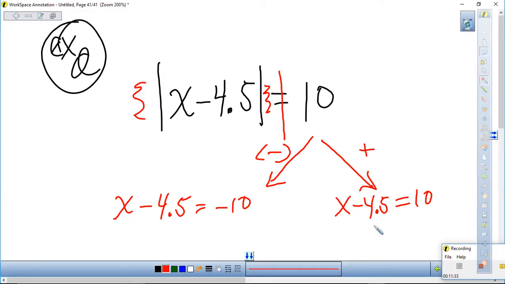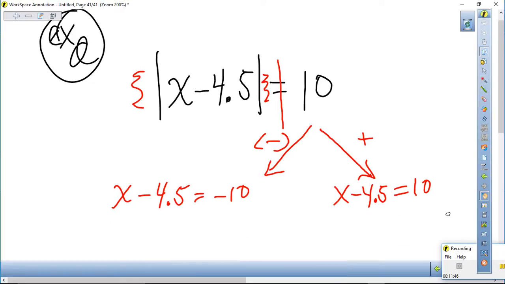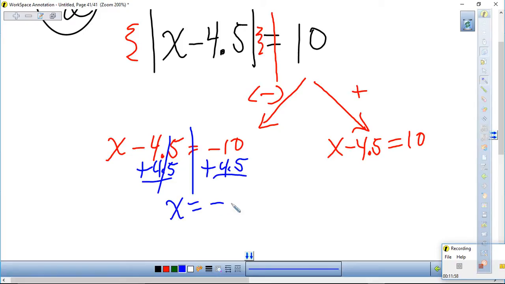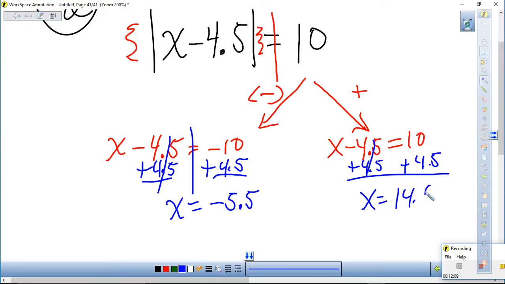Read the last step, please. Gio. Solve each equation. What do we do from there, everyone? I know, but what do I do? Add 4.5, add 4.5. This becomes x equals negative 5.5, plus 4.5, plus 4.5, and this is x equals 14.5. My solution set is negative 5.5, comma 14.5.